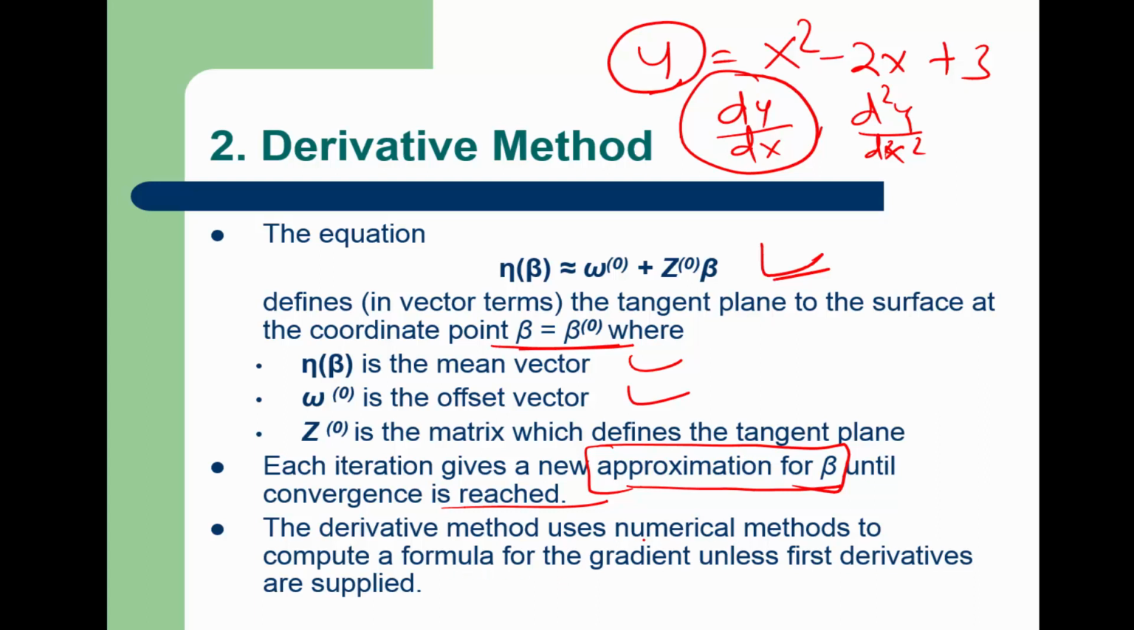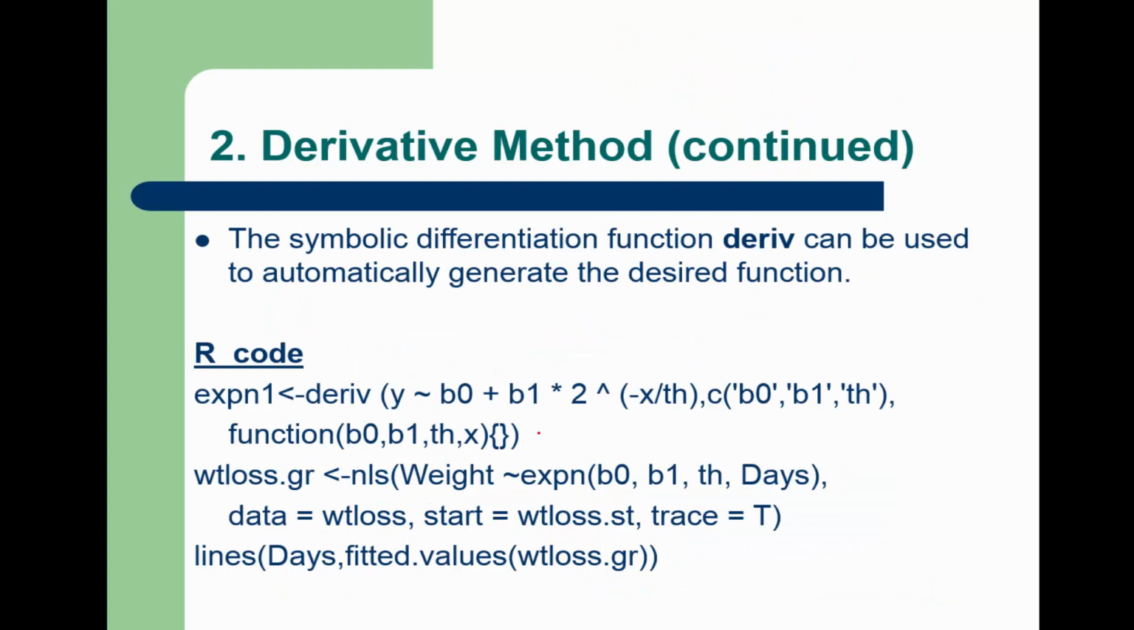So the derivative method uses numerical methods instead of random guessing in the previous method, right? We just guessed randomly to compute the formula of gradient unless first derivatives are supplied. So if you do not supply the first derivative to the algorithm, it is going to calculate the gradient of the function, and that is being used to find out the final value. So you can use the R code in order to be able to do that. We won't get to the details. All we can do is use the derivative function within R, which will do the job for us.